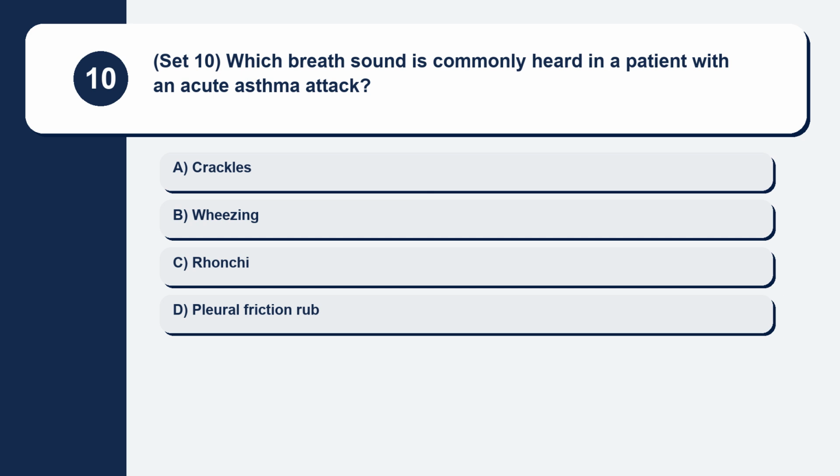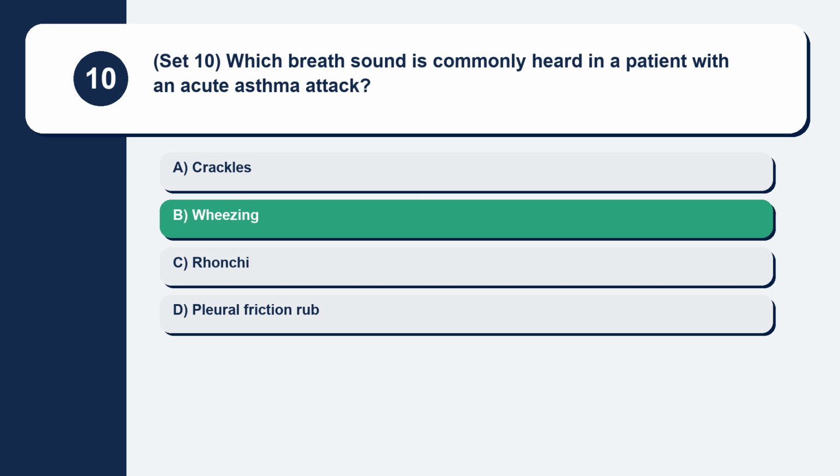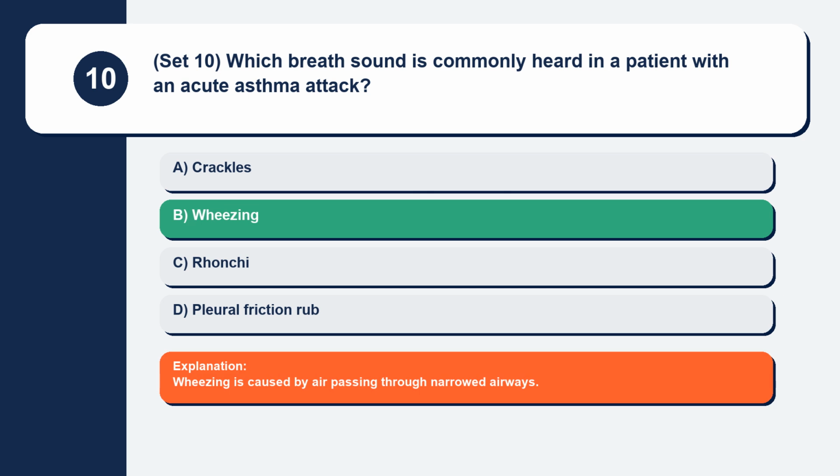Question 10. Set 10. Which breath sound is commonly heard in a patient with an acute asthma attack? Crackles, wheezing, rhonchi, pleural friction rub. Wheezing is caused by air passing through narrowed airways.